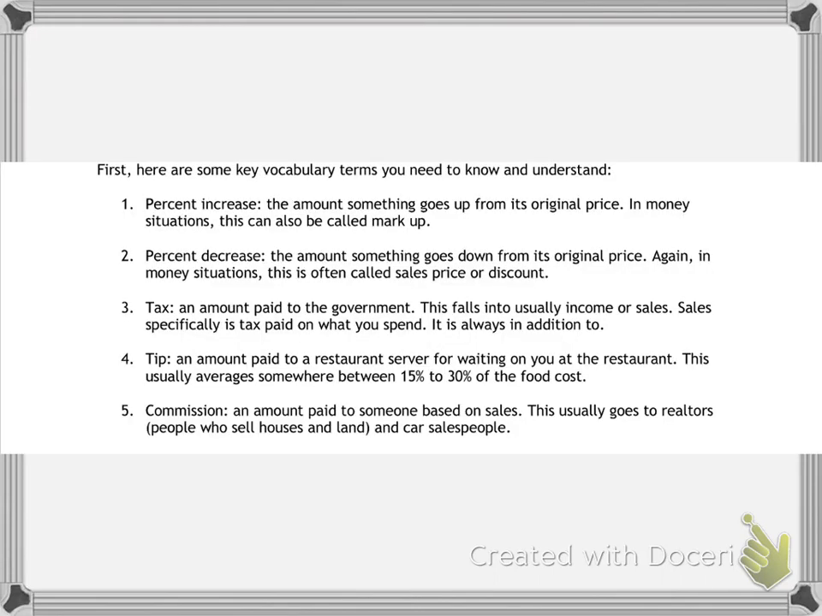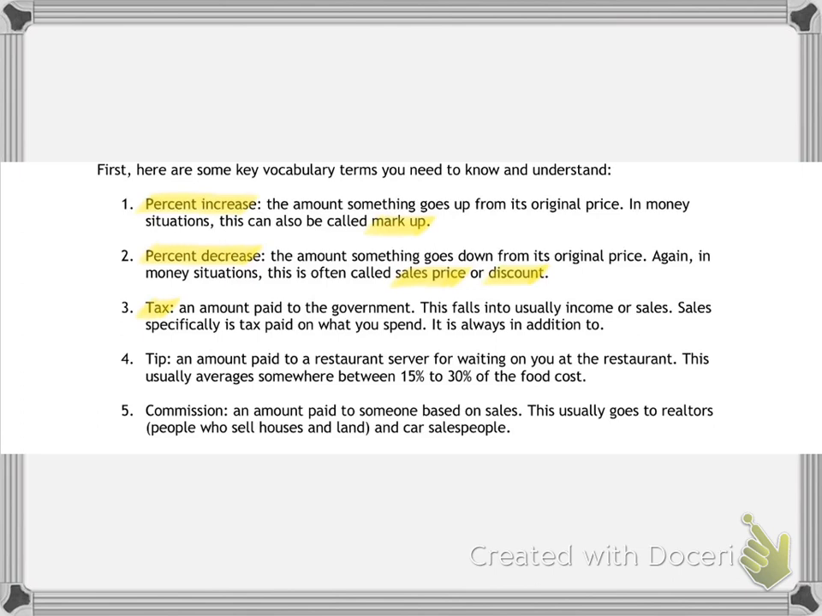First, here are some key vocabulary words that you need to know and understand. I've given you all these words, but we're going to talk about these again because I really want to make sure that you are in good shape to understand and really get what these words actually mean. The first one here is percent increase, which is the amount something goes up from its original price. In money situations, this can also be called markup. Percent decrease, which is the amount something goes down from its original price. Again, in money situations, this is called either a sales price or a discount.